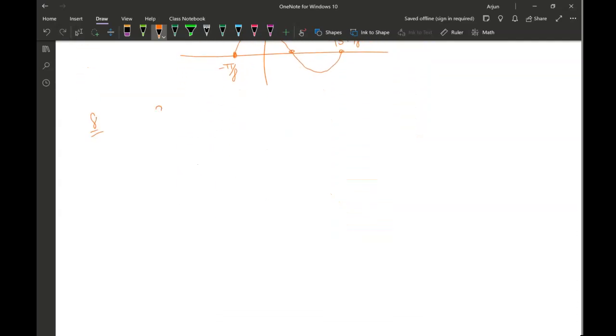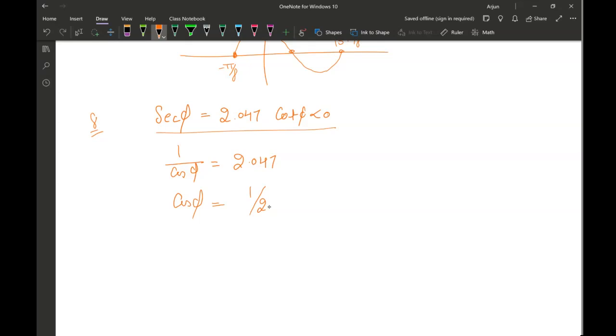Question number 8 was secant phi is equal to 2.047 and cot phi is less than 0. We wanted to find the value of phi. So secant phi can be written as 1 upon cos phi, which is equal to 2.047, and cos phi will be equal to 1 by 2.047, and phi will be cos inverse of 1 divided by 2.047.